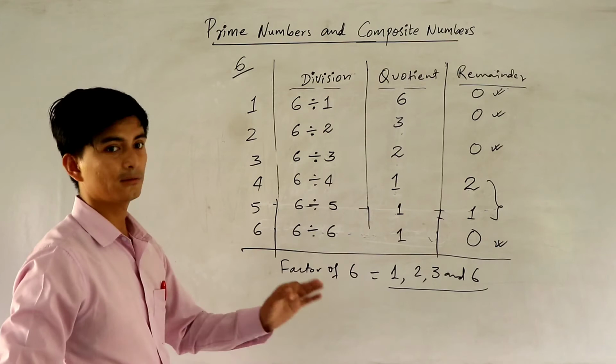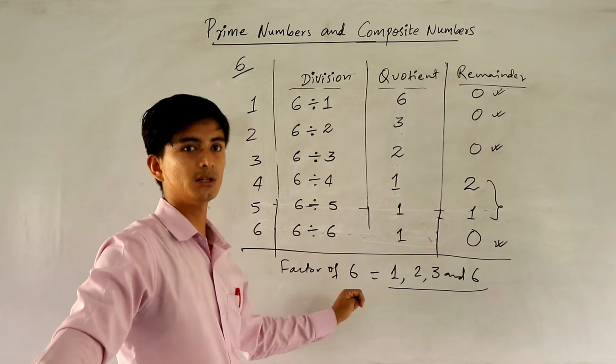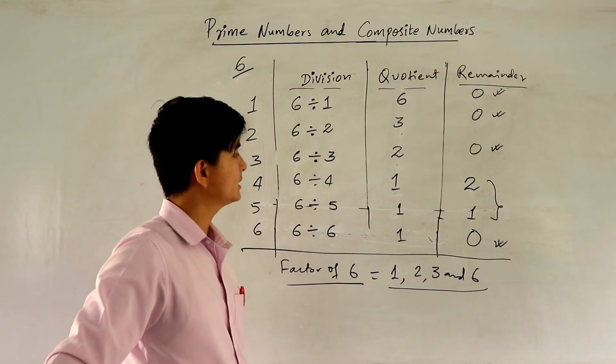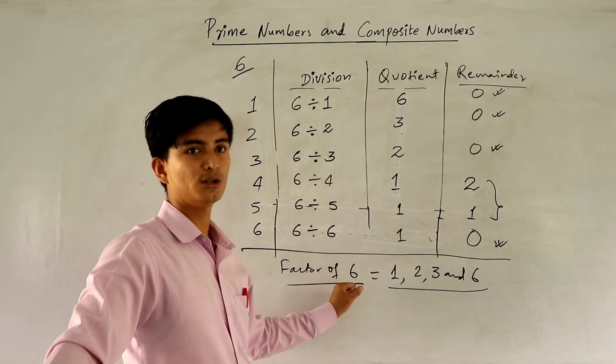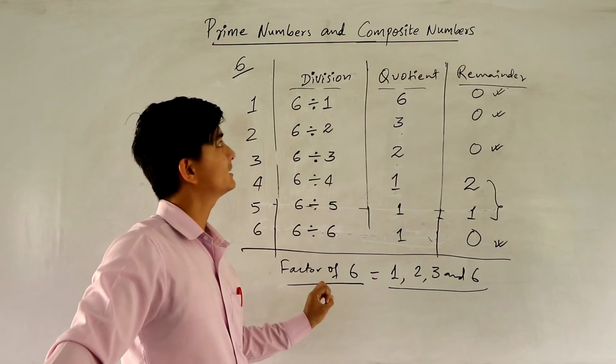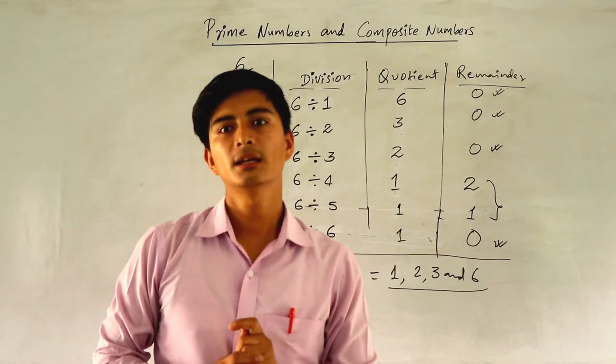So here we have got 4 factors, so that's why it is also a composite number. As I already told you, the numbers which have more than 2 factors are called composite numbers. We have got here 4 factors, so that's why 6 is also a composite number, right? In this way you can find out the difference between composite and prime numbers. From this you can see we have got 4 factors, right?